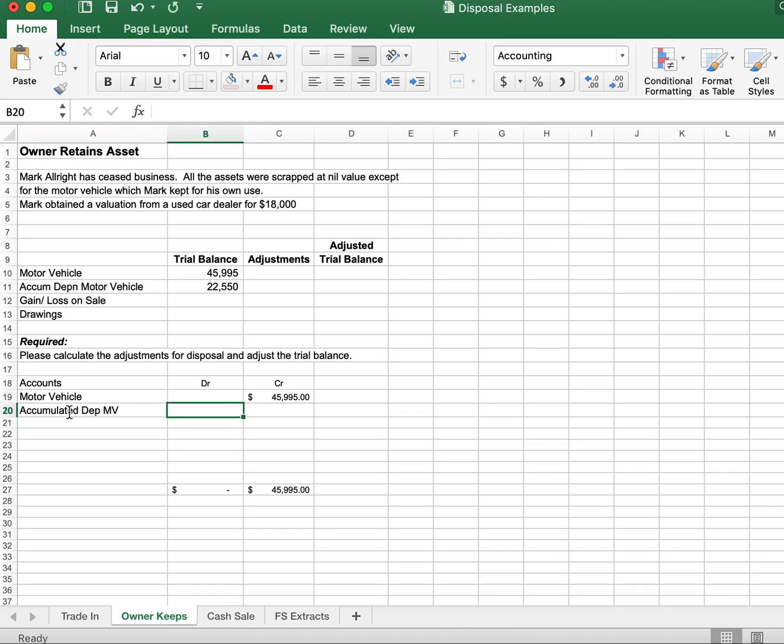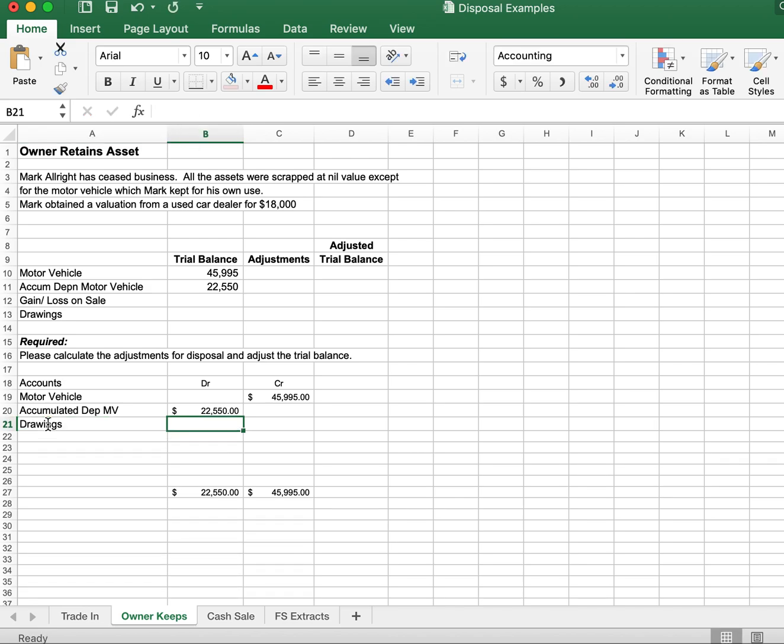Okay, it's a credit balance already, so we need to do a debit balance to zero it out. Next we need to recognize that Mark has taken the asset for his own use, therefore the market value is $18,000. Obviously he's not GST registered, so no GST in this. You can see that we've accounted for the motor vehicles taken out of the books. So is there a gain or loss on sale?